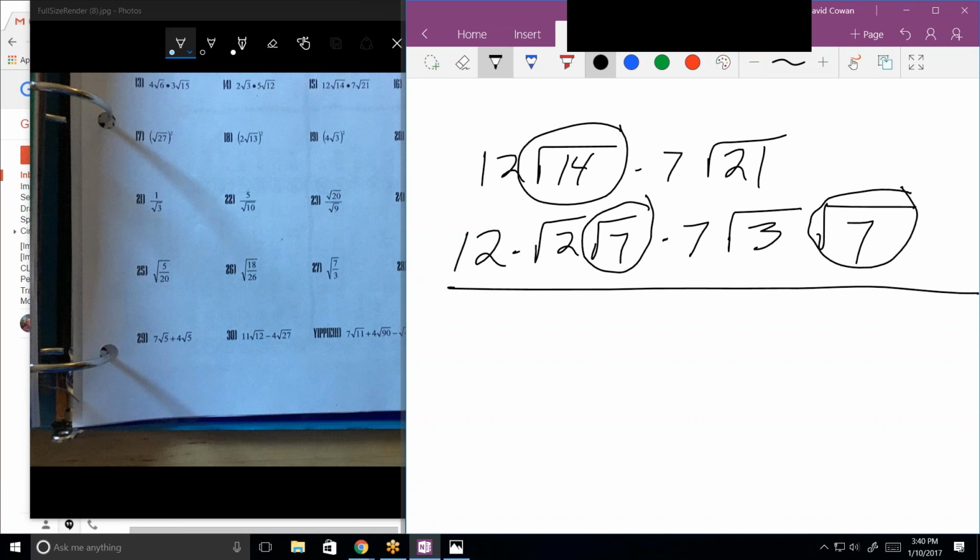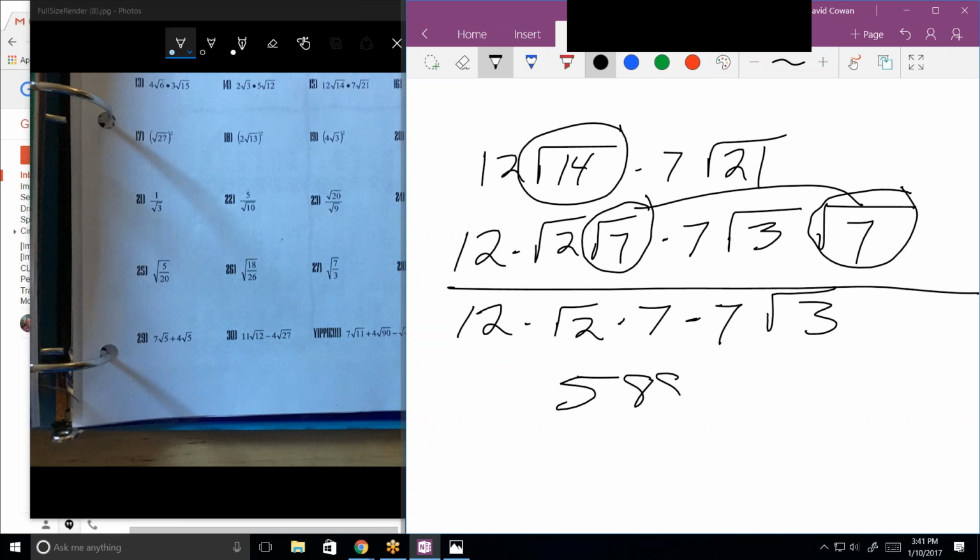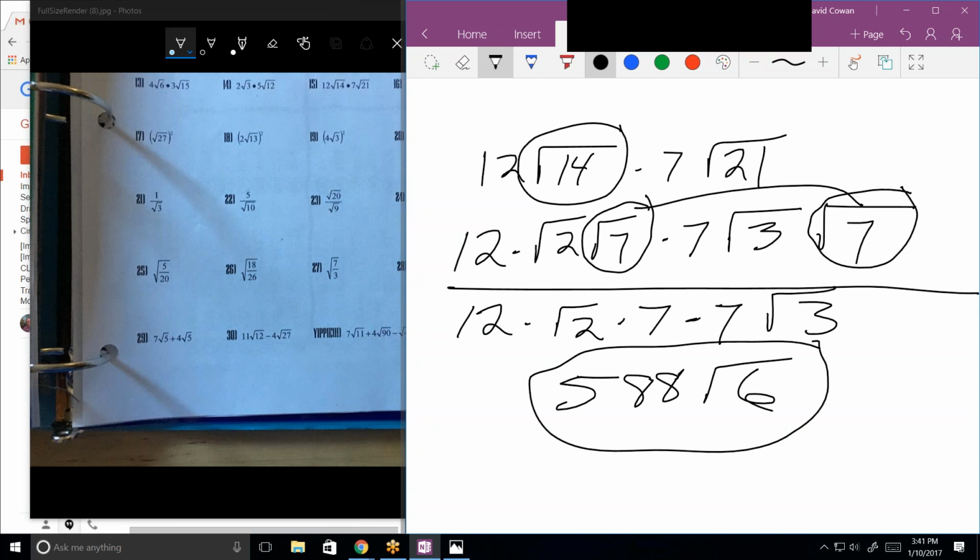7. So now I have 12 times square root of 2, and I'm going to combine those two to make 7. Then I got another 7, and I finally have that square root of 3. We'll multiply all the whole numbers together. You get 12 times 49, and that's 588. Then square root of 2 times square root of 3 is square root of 6. So that's the answer to that one.